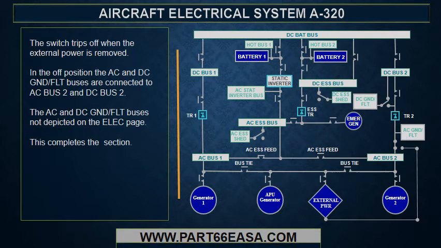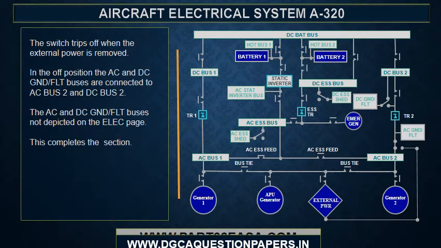The switch trips off when the external power is removed. In the off position, the AC and DC ground flight buses are connected to AC Bus 2 and DC Bus 2. The AC and DC ground flight buses are not depicted on the electrical page. This completes the controls and indicators section.